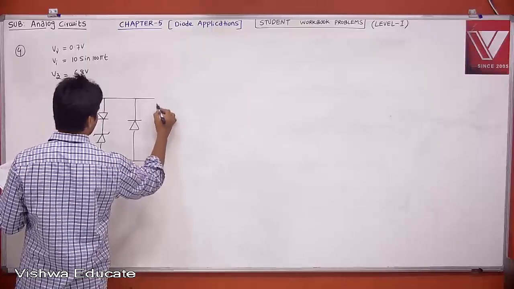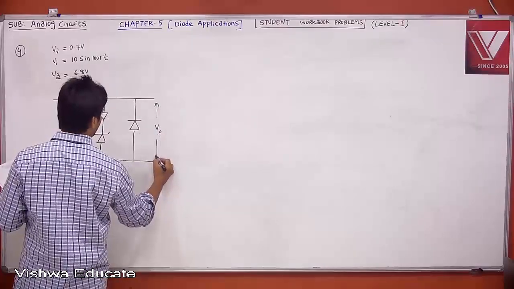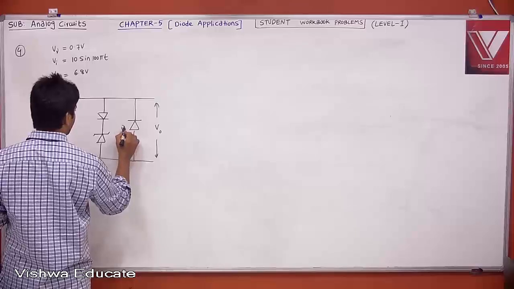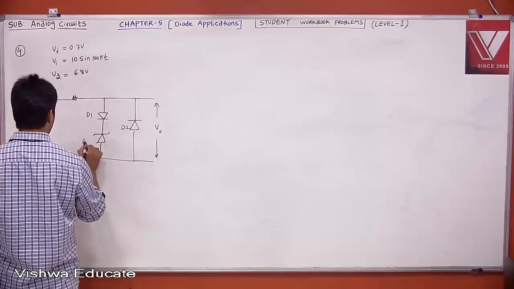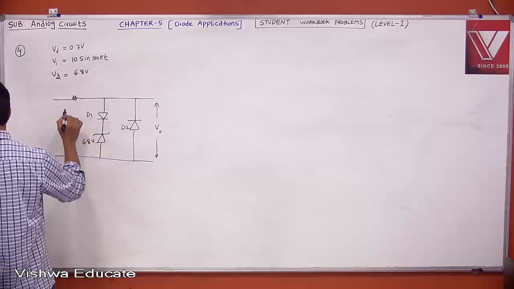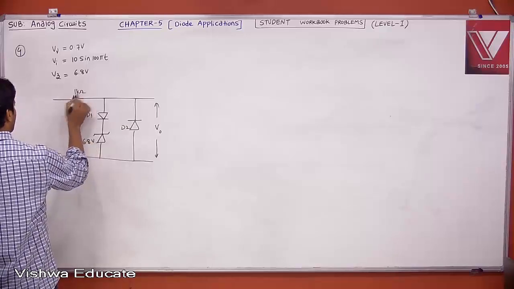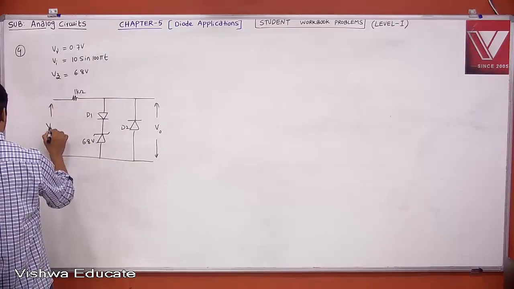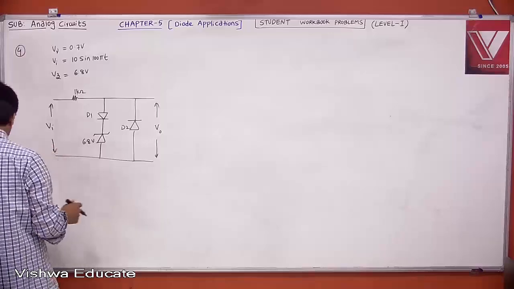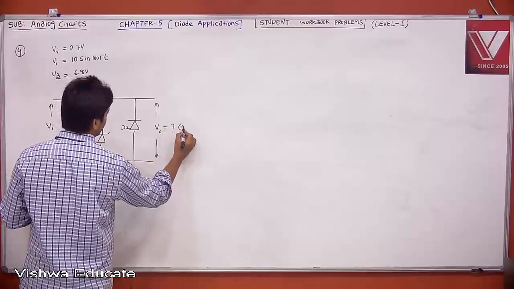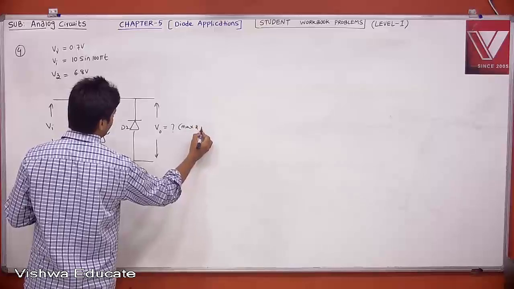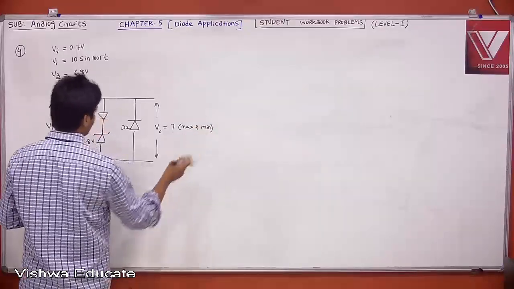Now we need to find what is V0. This is V0. This is diode D2, D1, Zener 1, which is 6.8 volt, and this is 1K. Now this is our Vi. We are asked for V0 max and min.